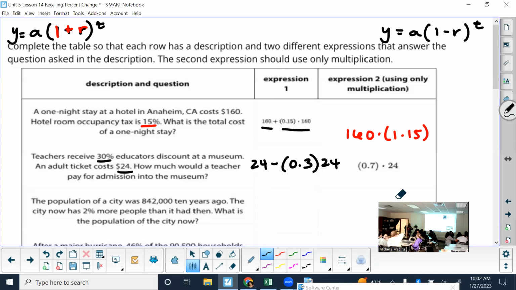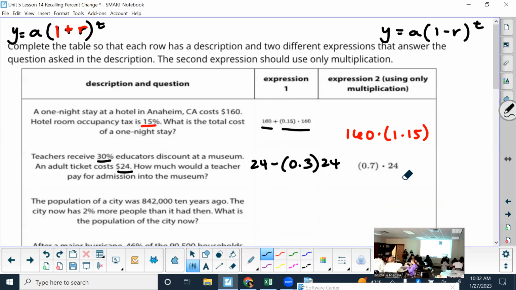In the expression 2 column, you're just using multiplication. So why did they have a 0.7 right here? If there's no 7 in the problem even, how did they come up with 0.7? Good, since it would decrease from the cost, the way that they got that was doing 1 minus 0.3. That gives me what remains. So they're paying 70% of the ticket. And then you multiply that by 24, and that gives you your price. Questions?